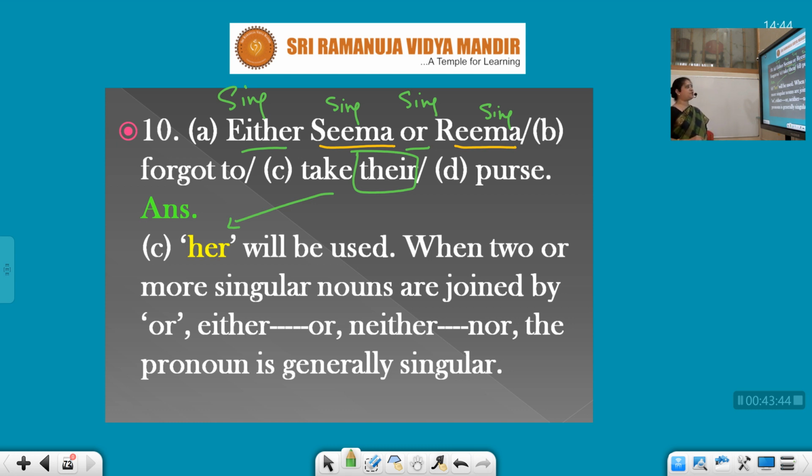So when two or more singular nouns are joined by or, either or, neither nor, pronoun is generally singular. Whenever you have either or, neither nor, then remember it is singular. Have you understood, students? Well, we have about 10 questions, which help you for sentence corrections only with the topic of pronouns.